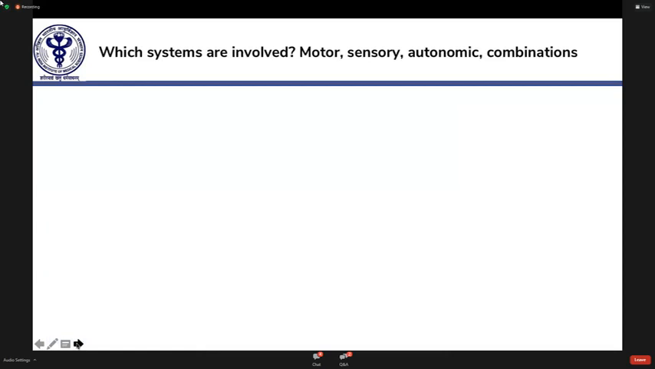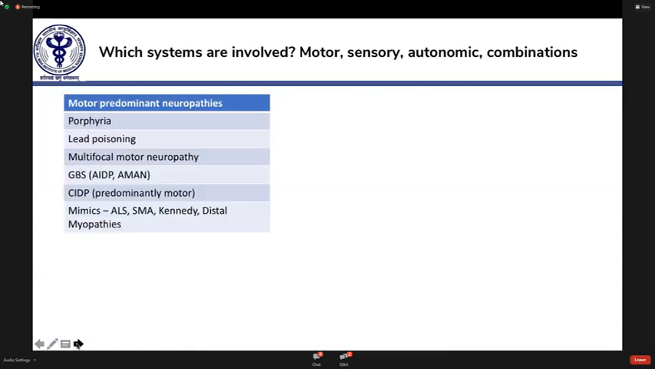Now, which systems are involved? Motor, sensory, autonomic, or a combination? The motor-predominant neuropathies are more like porphyria, lead poisoning, or multifocal motor neuropathy. GBS, AIDP, and AMAN are also predominantly motor neuropathies.